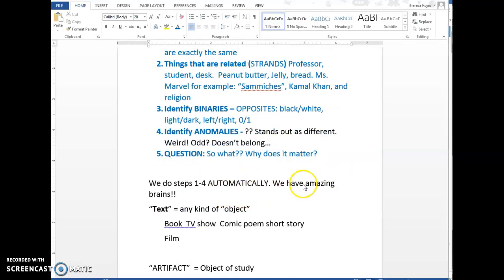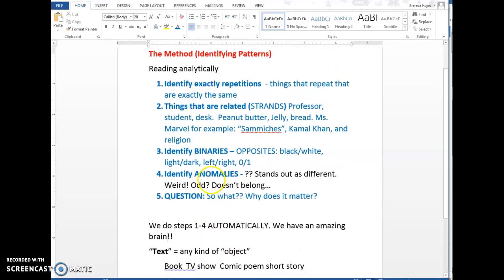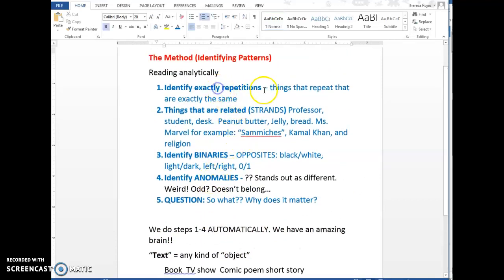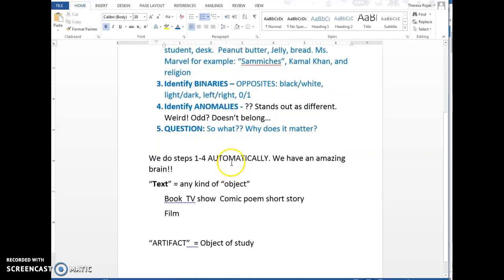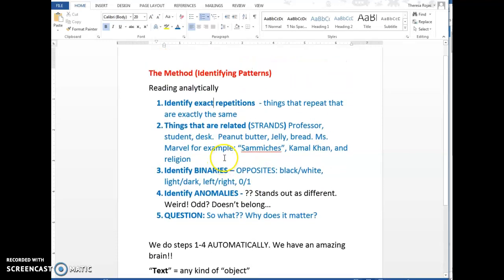Before we go, I have one small correction that is killing me. We have an amazing brain because each of us has just one brain. And then the other one that's perhaps killing you this entire time: it's exact repetitions, not exactly. So have fun with performing the method, and I will speak to you again soon.